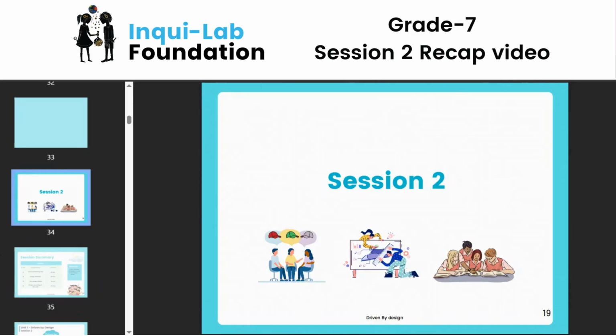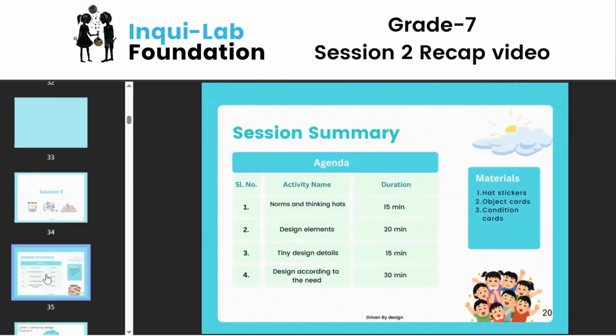First things first, remember always before starting the session, you have to read through the session very, very thoroughly and make sure you know what are the different materials that you will need for conducting the session. And page 20 will tell you that in session 2, we have 4 different activities, and the materials that you will need are hat stickers, object cards, and condition cards. Here, you remember during the training, we told you that condition cards means bonus cards. Have these 3 ready and make sure you know where they are.